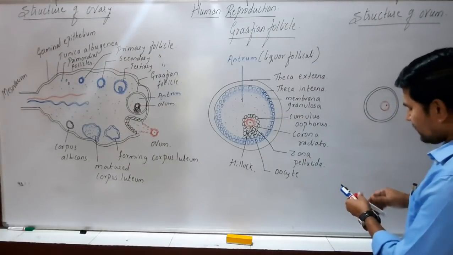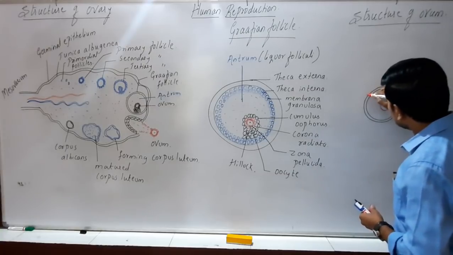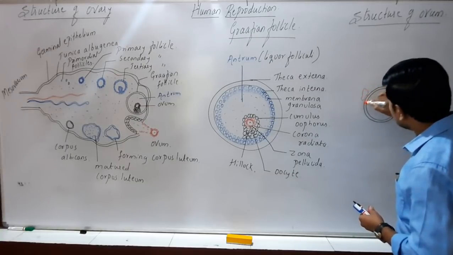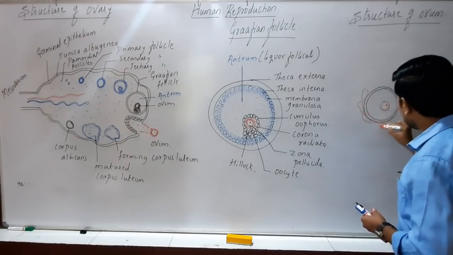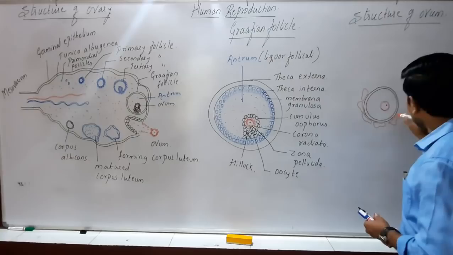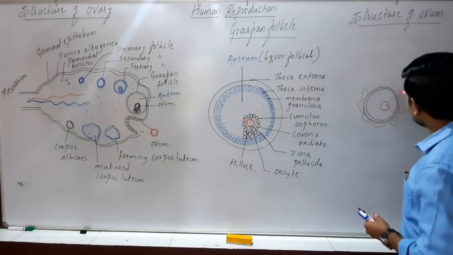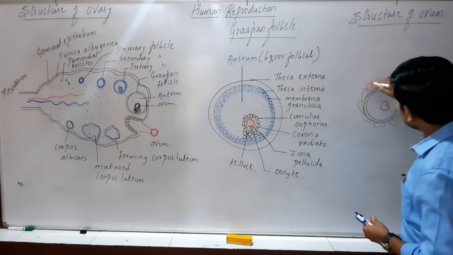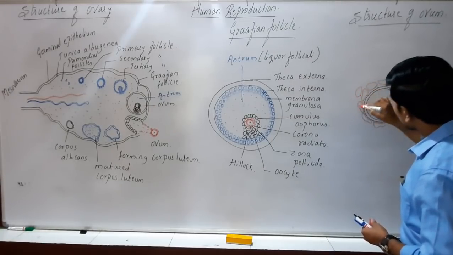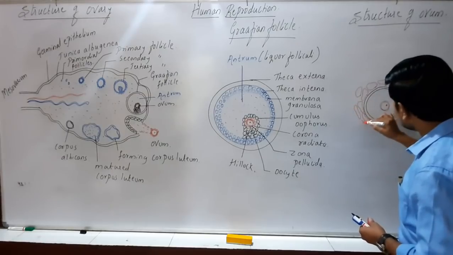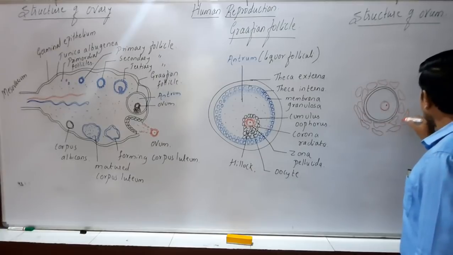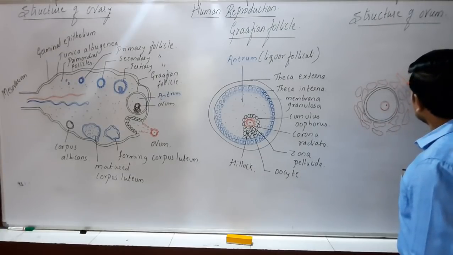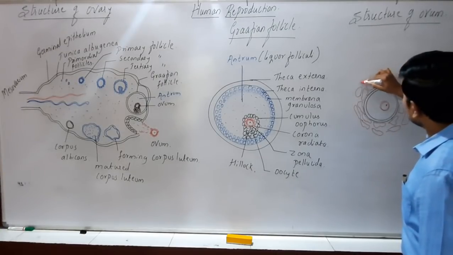On the outer side, it is surrounded by certain cells. These cells are said to be corona radiata, as they appear like the corona layer of the sun, and hence the cells are called corona radiata cells. So these are the corona radiata cells, which are present on the outer part of the ovum. So this is regarding the structure of the human ovum.